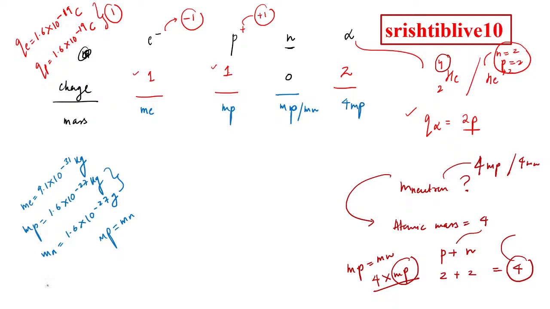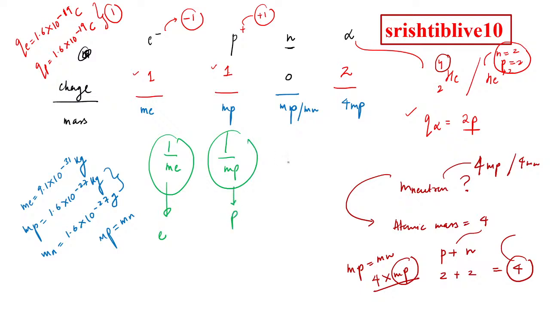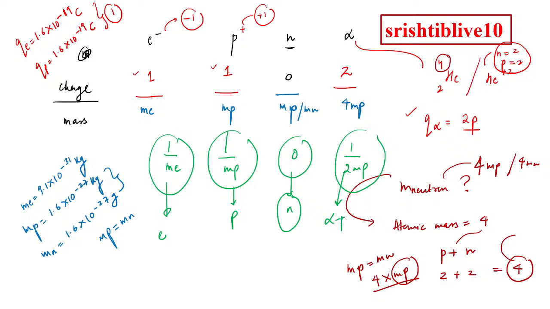So what is the final ratio that we got? 1 by me for electron, 1 by mp for proton, 0 value for neutron, and 2 by 4 mp, which is 1 by 2 mp, for alpha particle, since the 2 and 2 cancel out.